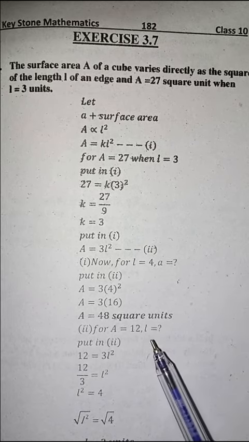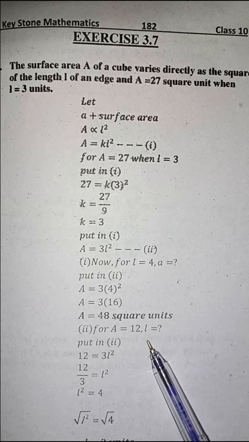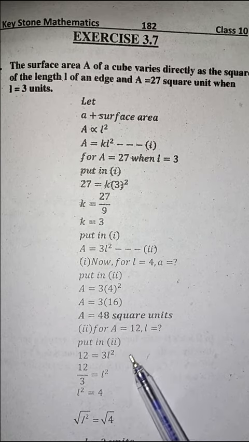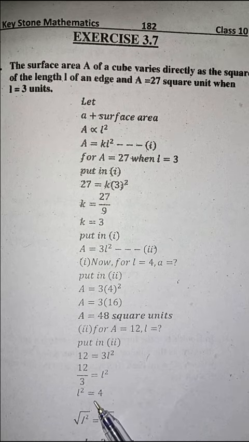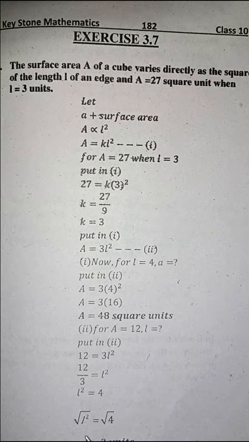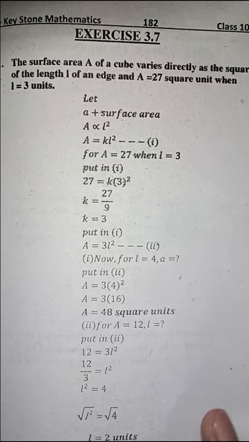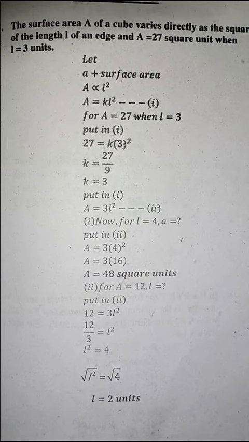Now, part 2, we have for A is equal to 12, we have to find L. So put in equation 2, we get 12 is equal to 3L square. By rearranging, we get L square is equal to 4, and by taking square root, we get L is equal to 2 units. So question number 1 हो चुका हमारा complete.